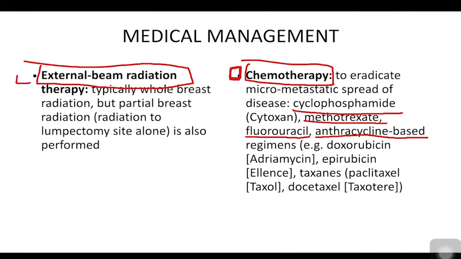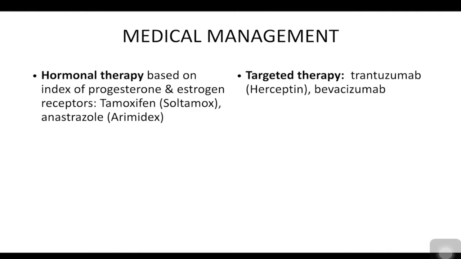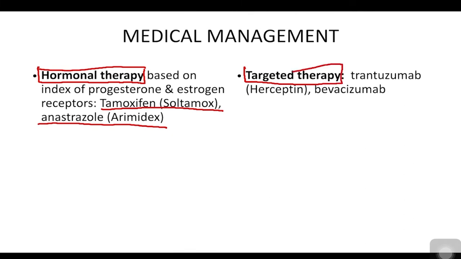Next one, for example, hormonal therapy. So, may workout yan. They would be checking the progesterone and estrogen level of female. The more na mababa yung progesterone and estrogen levels, usually they would be giving this as replacement. So, usually, they would be given tamoxifen and anastrozole, arimidex. And then another one would be targeted therapy, which is your trastuzumab and bevacizumab.